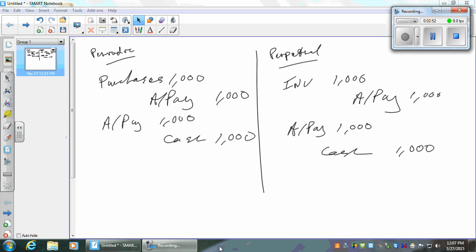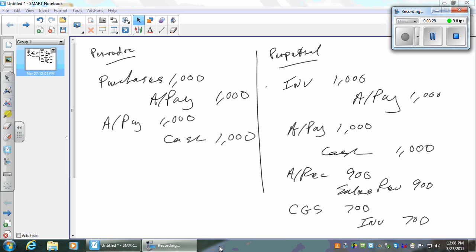Okay, what would you do under the two systems, perpetual or periodic, when you sell something? Let's say that we sell $700 of that inventory, and we sell it for $900 on account. What do you do when you sell? You have your accounts receivable and sales revenue. Debit accounts receivable for the 900 sales price, and credit sales revenue for the 900. And then you do debit cost of goods sold for the cost. This would be debit cost of goods sold for 700, and credit inventory for the 700, wouldn't it? Okay, what do you do if it's periodic?